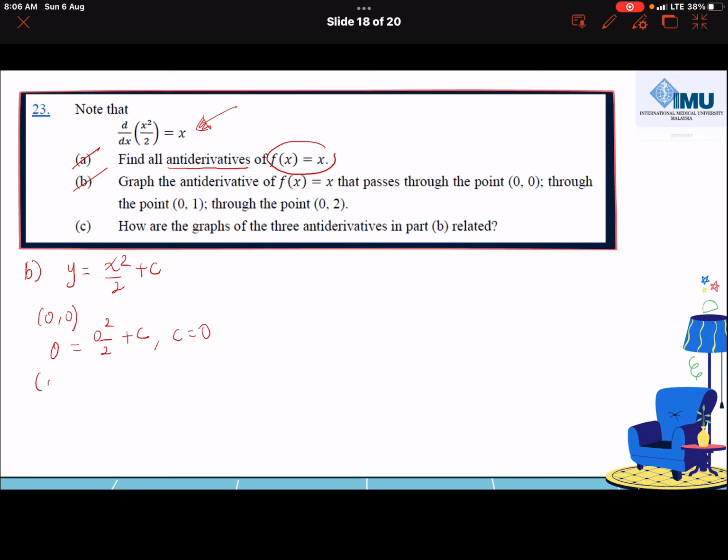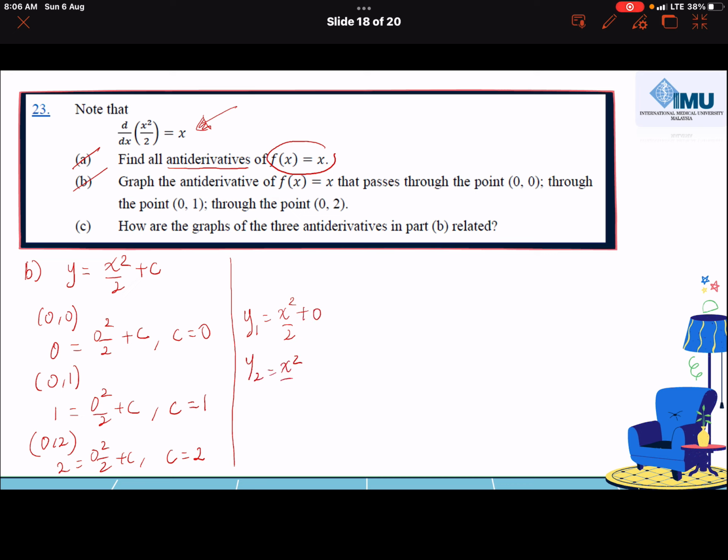If let's say it's changed to (0, 1), it will become 1 equals 0 squared over 2 plus c. At the end, you will get c equals 1. And last but not least, if you substitute the coordinate (0, 2), you will get a c value of 2. Hence, you have three different functions. y1 equals x squared over 2 plus 0. y2 is x squared over 2 plus 1. y3 equals x squared over 2 plus 2.